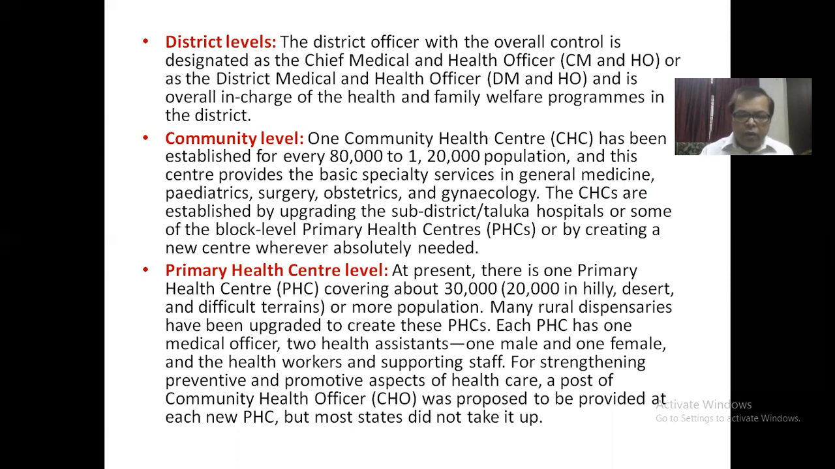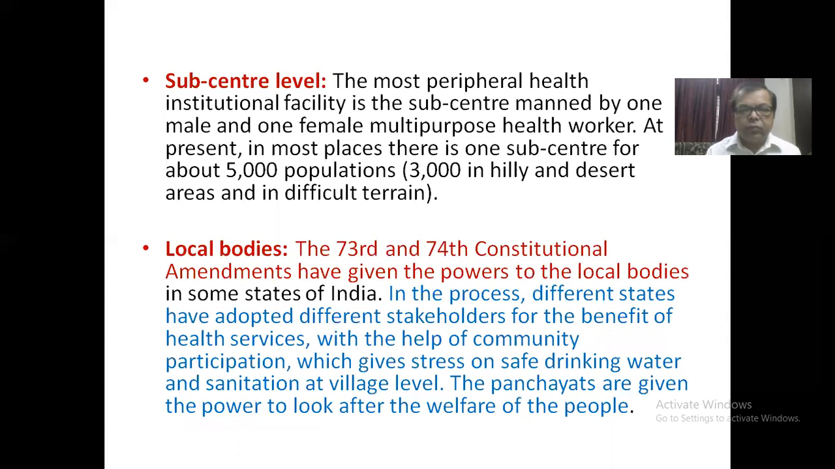These days, these PHCs also have people who are trained in the Ayush system of medicine in many states. Then we have the subcenter. The most peripheral health institutional facility is the subcenter, manned by one male and one female multi-purpose health worker. At present, in most places, there is one subcenter for about 5,000 population. The number again varies in the specific context. Primarily, this is the first visible site of healthcare in the form of the subcenter. And then come the local bodies.